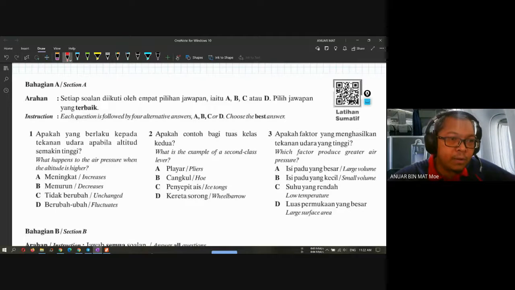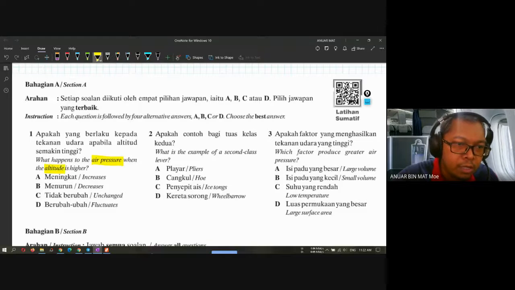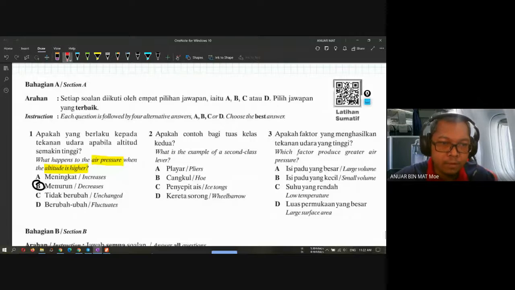Question number 1. What happened to the air pressure when altitude is higher? Very easy. You can highlight it. Never mind, you can use highlighter. Air pressure when the altitude is higher. Very easy answer. What is the answer, class? Decrease. Okay, the air pressure decreases. Great.